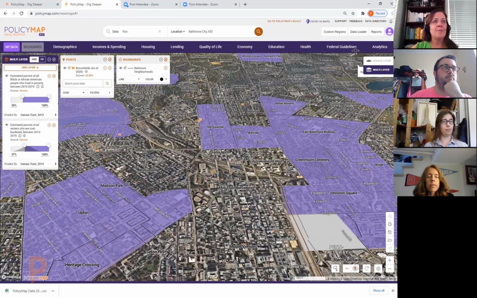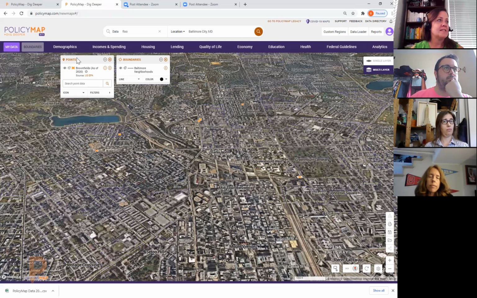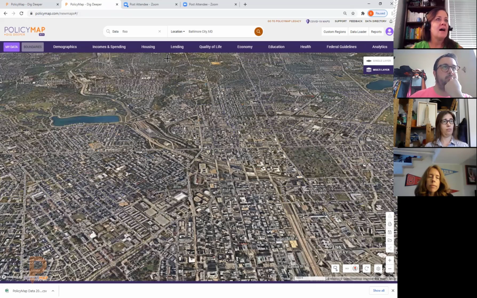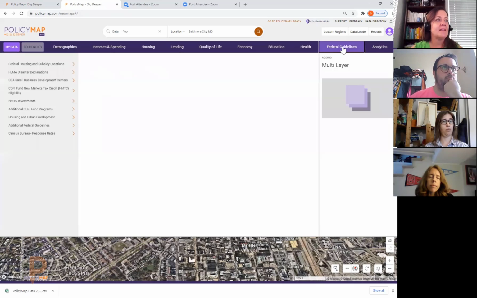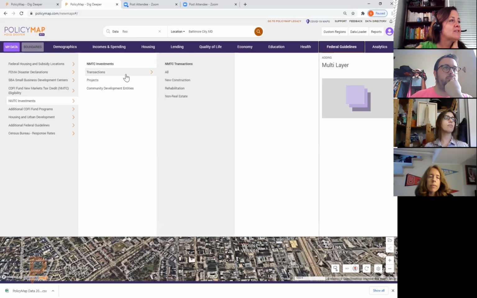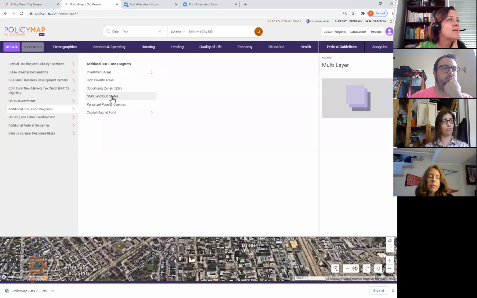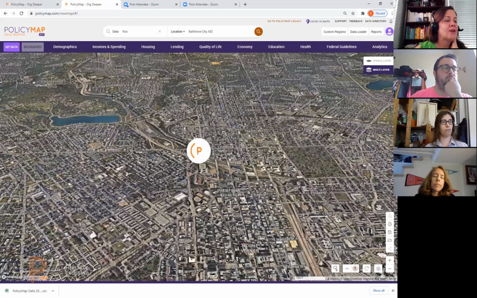Okay. For your business majors, you might be interested in seeing some of the data related to opportunity zones, new market tax credits, or information about businesses in different areas. So what you can also take a look at here are these FEMA disaster declarations. There's information about new market tax credit transactions, data on qualified opportunity zones and new market tax credits.